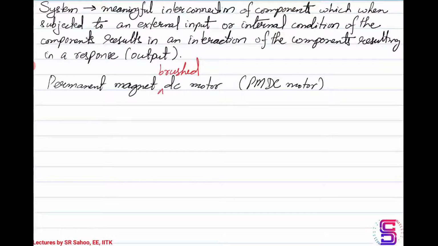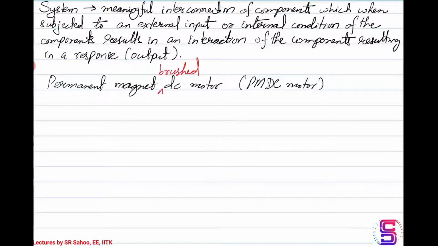Now, you can have components, but they have to be interconnected meaningfully. Once they are interconnected, you give an input. This input will affect the components, and these components will start interacting with each other directly or indirectly, and will result in a response to these inputs, the external input or the internal input. It can be both as well.